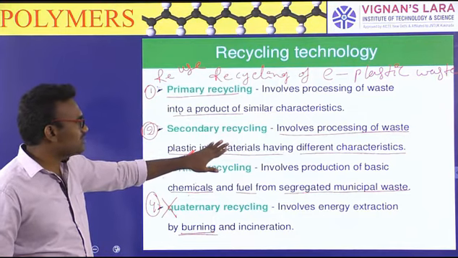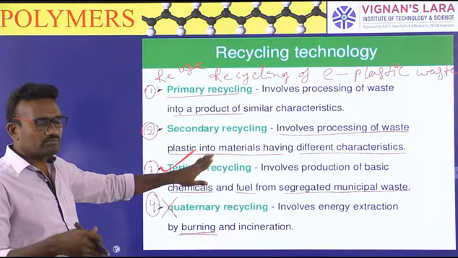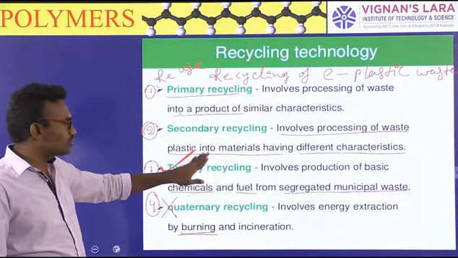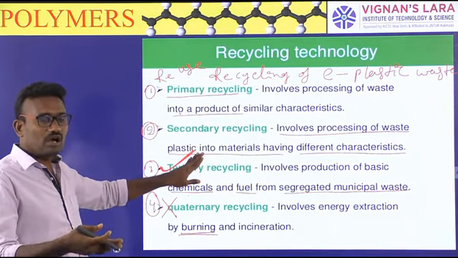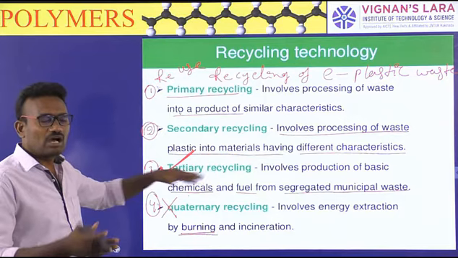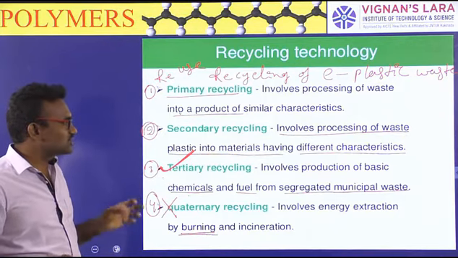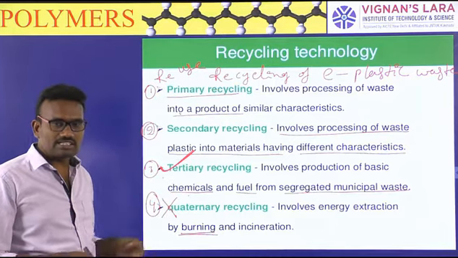Secondary recycling means the waste is converted into a product, but some characteristics are changed. So a 20 rupee water bottle can be changed to a 50 rupee water bottle, or a 50 rupee water bottle to a 20 rupee water bottle, by adding or removing characteristics. That's why the characteristics change. Tertiary recycling is the most important recycling.